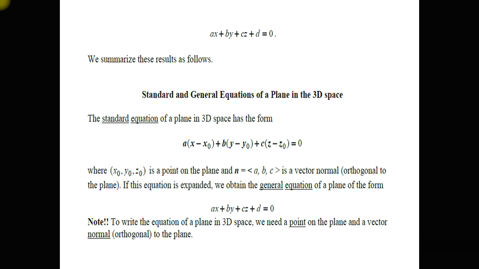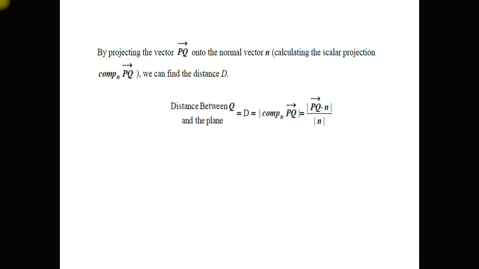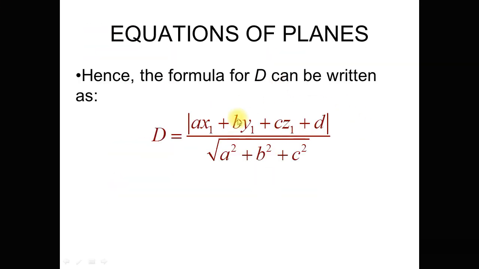But when one point is already given and one plane is already given, then we can easily find the distance between the plane and the point by using this formula. Just replace x, y and z by the point x1, y1 and z1, and take the squares of the coefficients of x, y and z, and the square root of the sum of the squares of the coefficients of x, y and z. So this is the distance between the point and the plane.